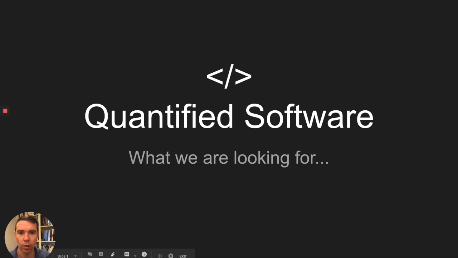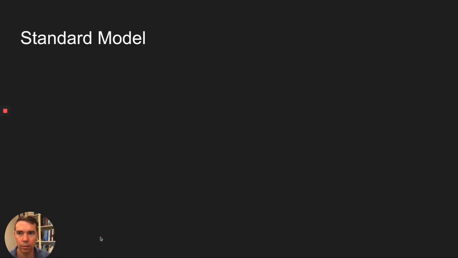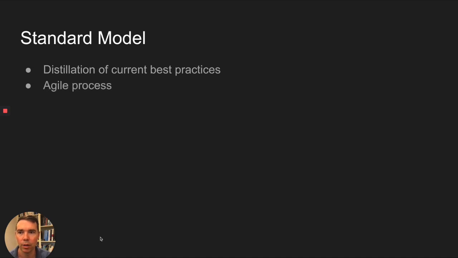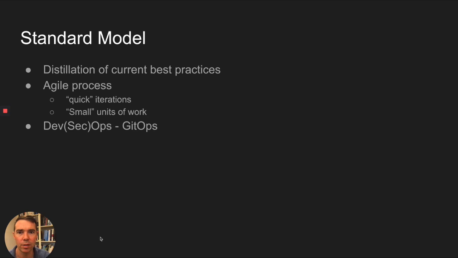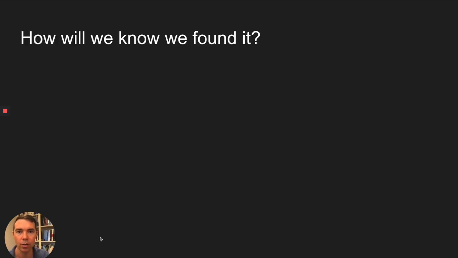This is what we are looking for. The standard model is how we describe the best practices. It's the distillation of what we currently know of how to build software. Generally, agile processes, quick iterations, small units of work. This is what you will see if you go online and seek the best way to build software, given our current understanding. DevSecOps, the whole DevOps practices, GitOps, rapid iterations that deploy quickly, and this is the tooling that does it. Oftentimes people will talk continuous integration, continuous delivery, continuous deployment, and getting early customer feedback.